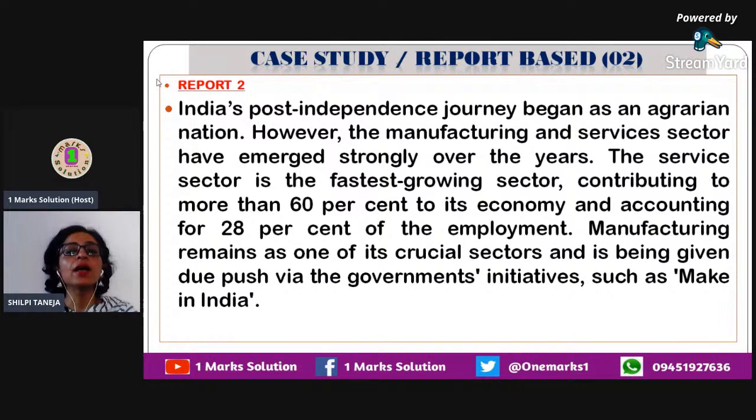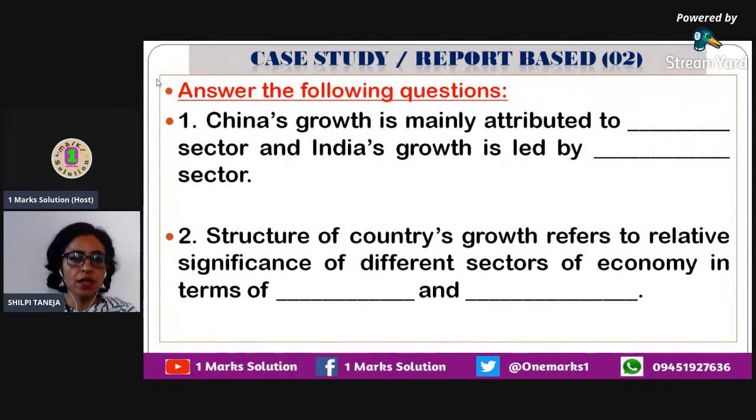Service sector की बात कर रहे हैं. Manufacturing remains as one of its crucial sectors and is being given due push via the government's initiatives such as Make in India. So still we have a contribution by the agriculture sector. The service sector has shown a very good growth, but still we are struggling with the industrial sector. So Make in India is one of the measures taken by the government of India to work upon this sector. Now let's see the question answers.